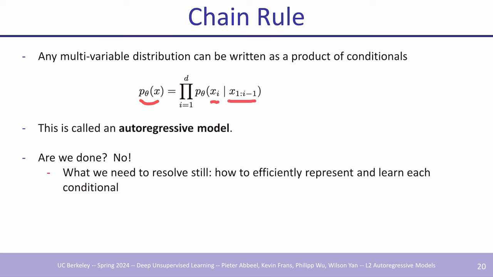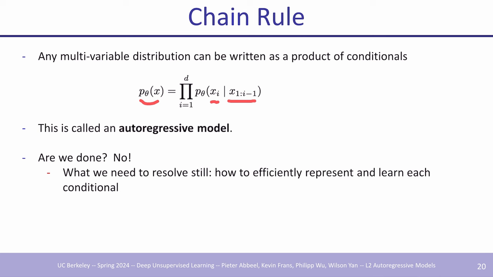The fact that you can represent a distribution this way is actually guaranteed. Every joint probability distribution can be represented in this format. In fact, you can choose any ordering of the variables, whichever one you choose, and then you can represent your distribution as a sequence of conditionals. That's just the chain rule. It always applies, so we're not making any assumptions here about our data. This is always applicable. If you do it this way, it's called an autoregressive model.